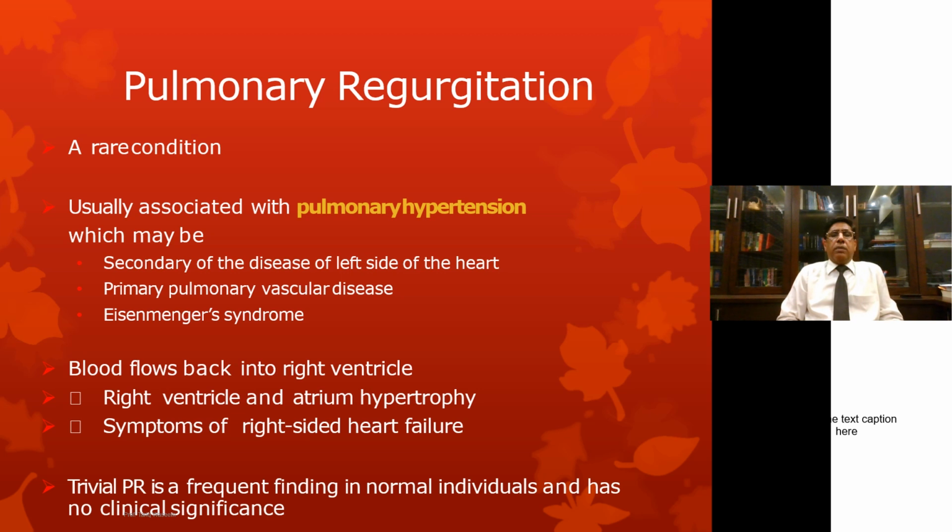It may be some primary pulmonary vascular disease, and occasionally it can be because of Eisenmenger syndrome, which means that an initial left to right shunt, after development of pulmonary hypertension, becomes a right to left shunt leading on to cyanosis. Blood flows back into the right ventricle during systole, and the right ventricle and atrium would hypertrophy, and there would be symptoms of right heart failure. Now, trivial PR, or pulmonary regurgitation, is a frequent finding in normal individuals and has no clinical significance.